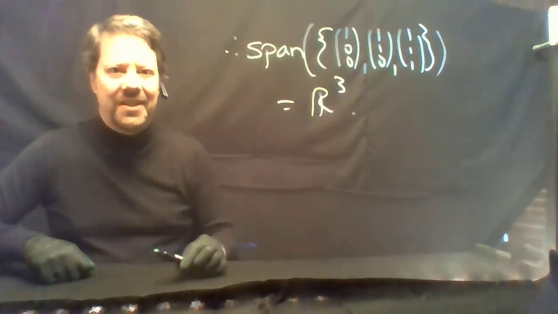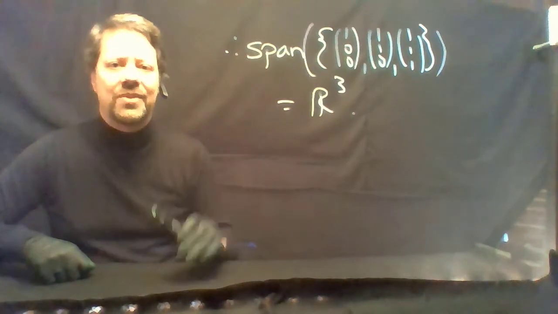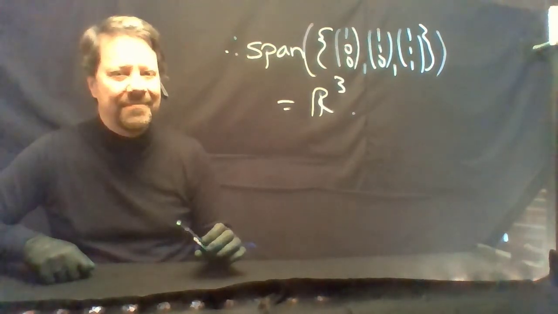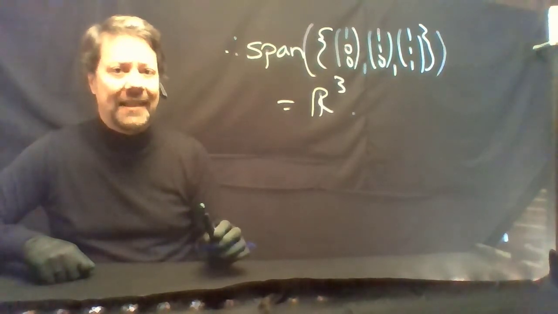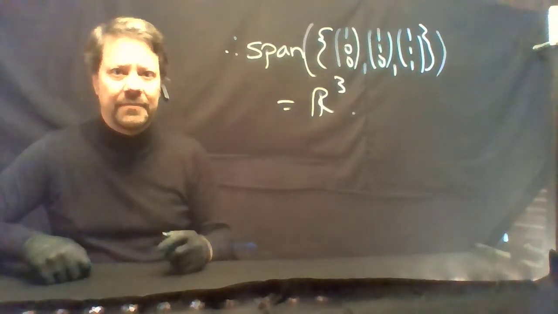You might ask the question, if you only had two vectors, is it possible for the span of just two vectors to cover all of R3? That doesn't sound like a very likely proposition, does it? But we will require a proof.